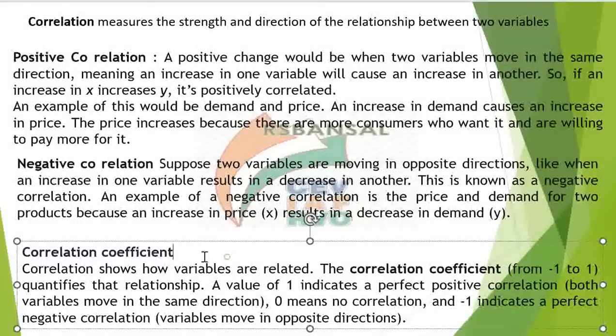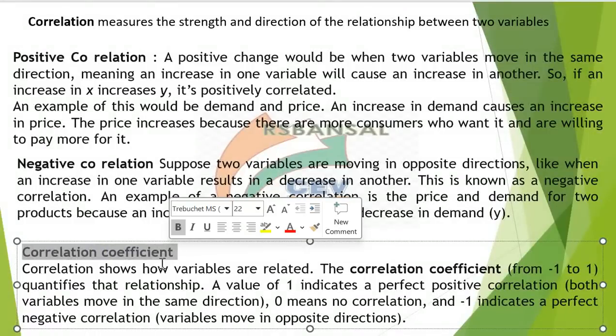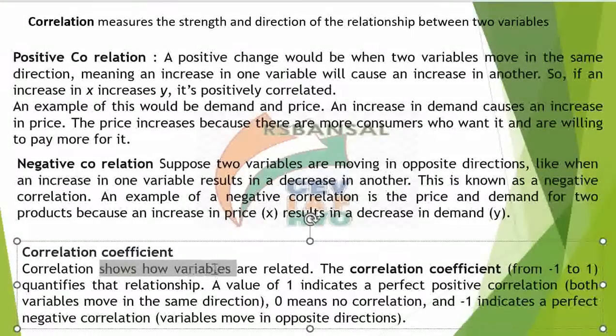Correlation coefficient. The correlation coefficient shows how variables are related. We find the correlation coefficient, and it lies between -1 and +1. It quantifies the relationship.